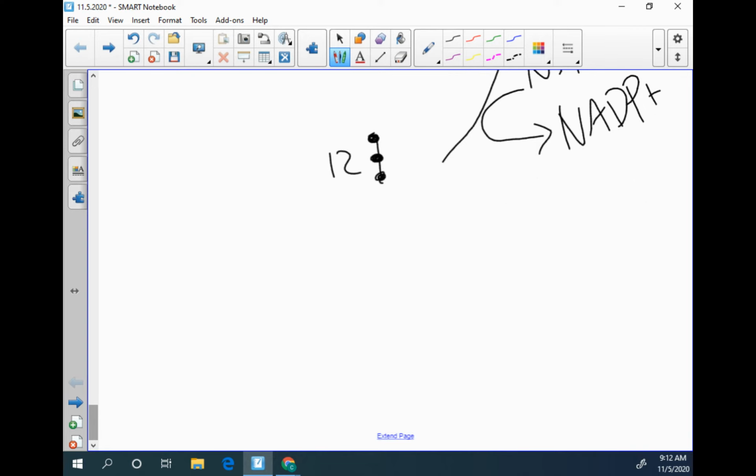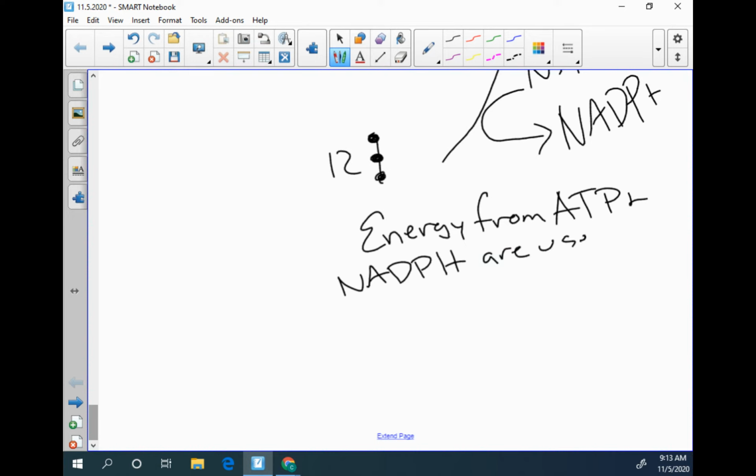I'll scroll back up in a second. So our energy from ATP and NADPH are used to convert the 3-carbon sugars into high energy 3-carbon sugars.